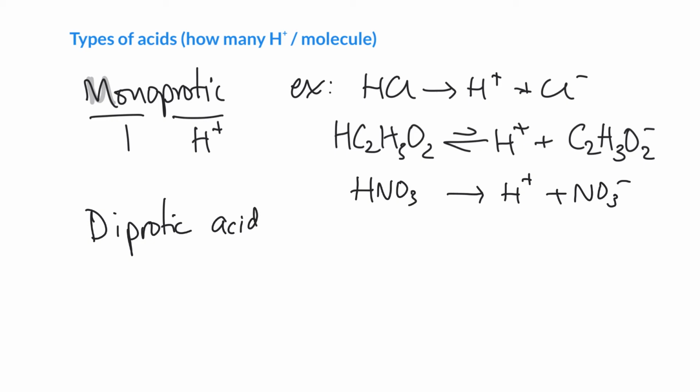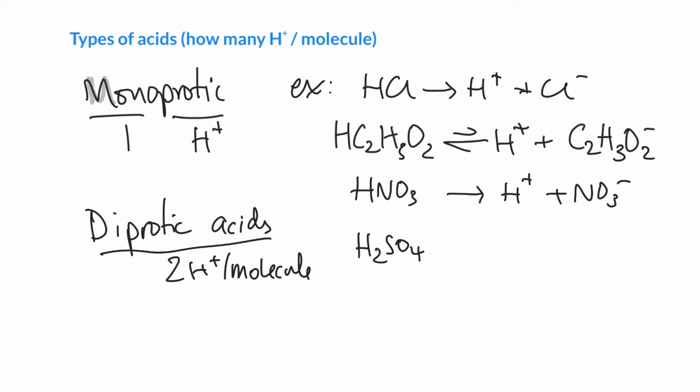Diprotic acids are ones that have 2 H+ per molecule. And the classic example of a diprotic acid is H2SO4, which is sulfuric acid. And sulfuric acid is one of those substances where the amount of sulfuric acid a society makes is supposedly related to how advanced that society is. And the reason it's diprotic is that both those hydrogens can come off when it dissolves in solution, and it can form two hydrogen ions and a sulfate ion.